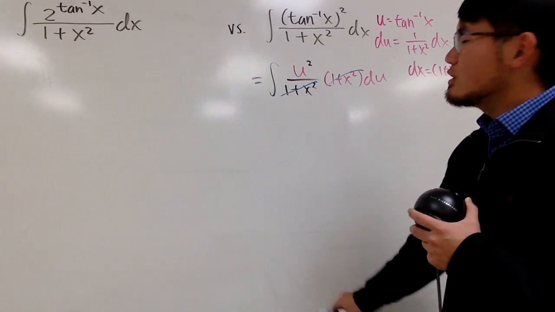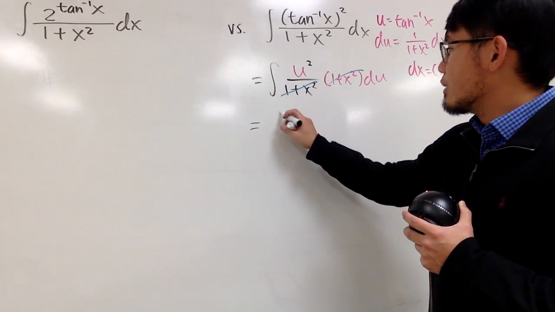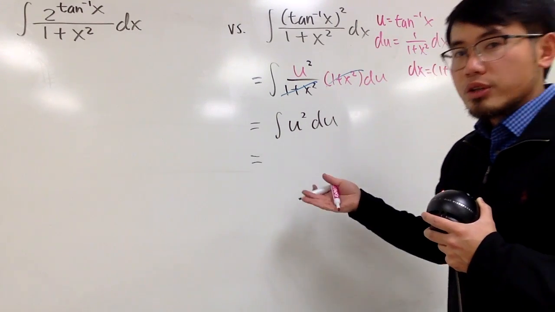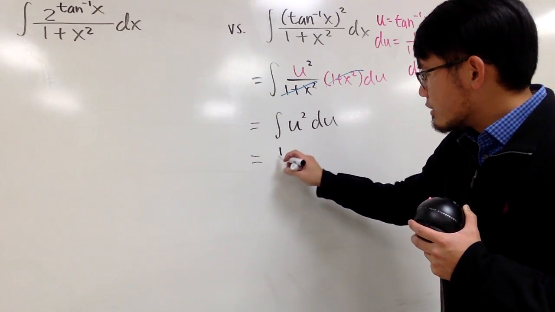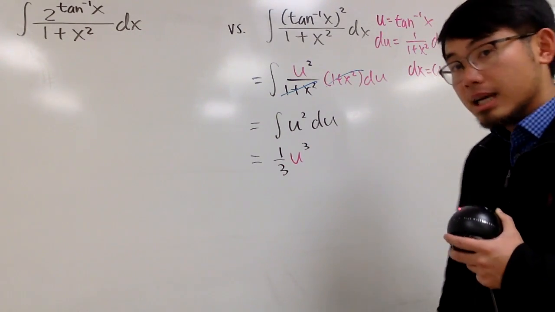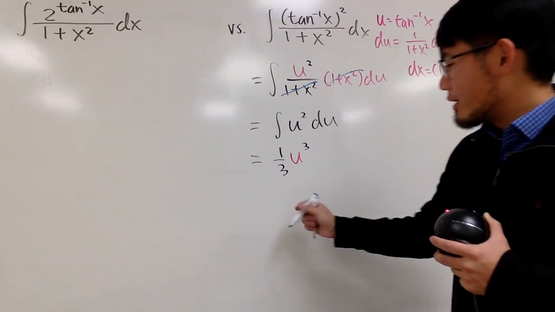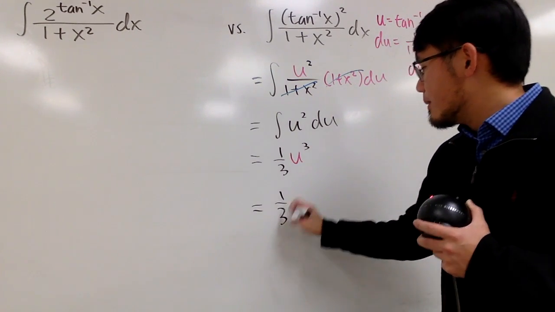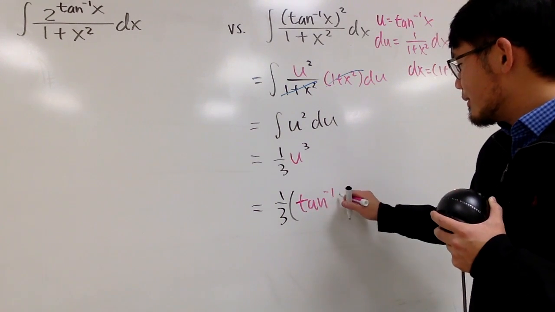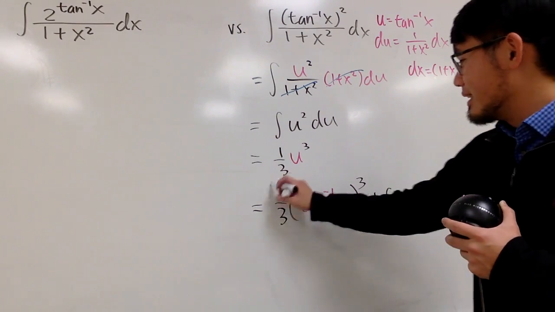This and that cancel out very nicely. So you're just having the integral of u squared du. And for this situation, let me write it down as 1/3 u to the third power first. Because u is the inverse tangent, I will put that back right here, and we get 1/3 parentheses inverse tangent of x to the third power like this. And we're done. Put plus c.